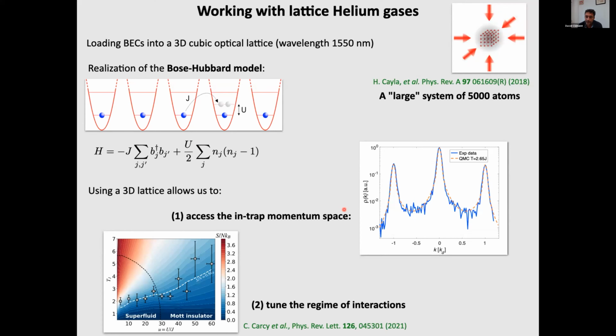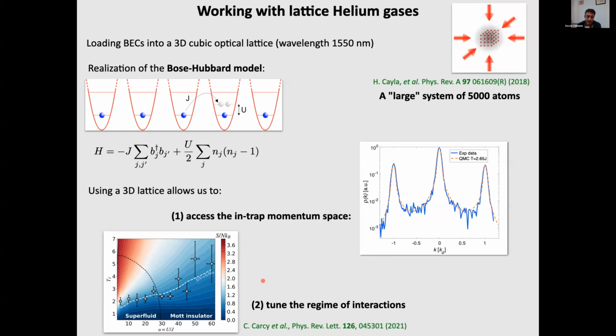But the first one is that if you let a gas expand from an optical lattice with one atom per lattice site on average, then you can really measure the in-trap momentum distribution after time of flight. You have an example here of a momentum density, plotted in log scale as a function of momentum, and a comparison of the experimental signal with a quantum Monte Carlo calculation for the in-trap momentum distribution. You can find more details in this 2018 paper there. So this is the first reason.